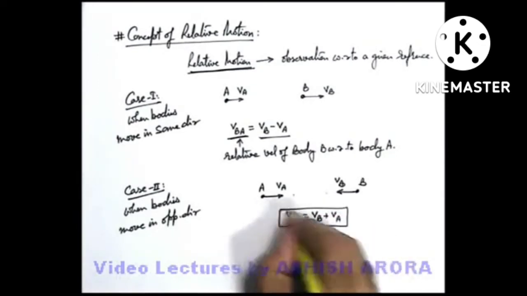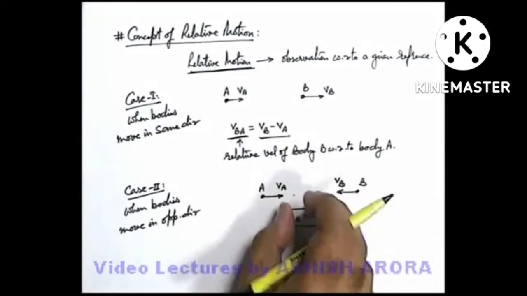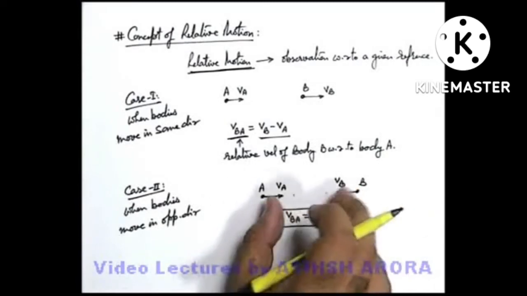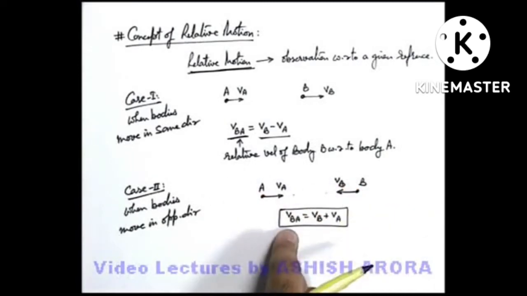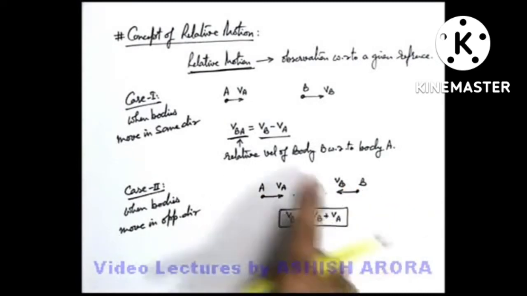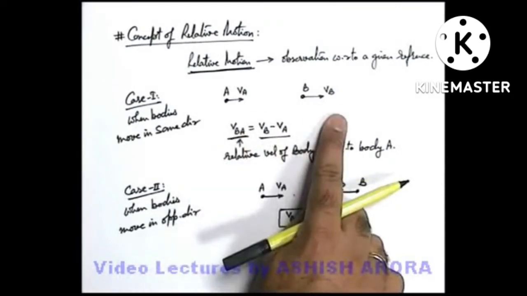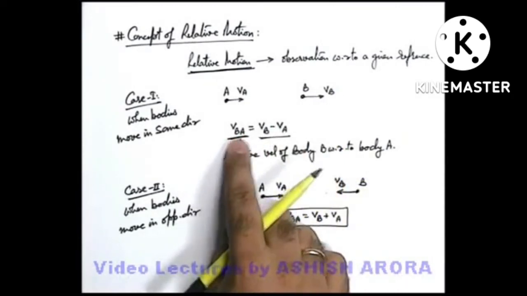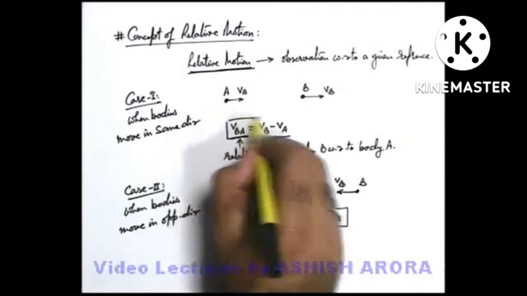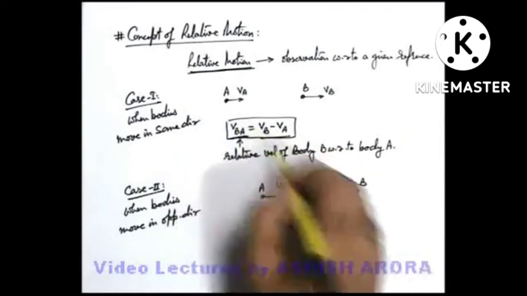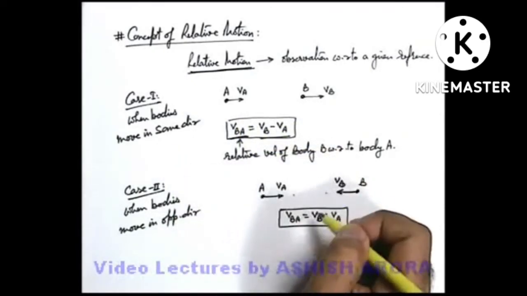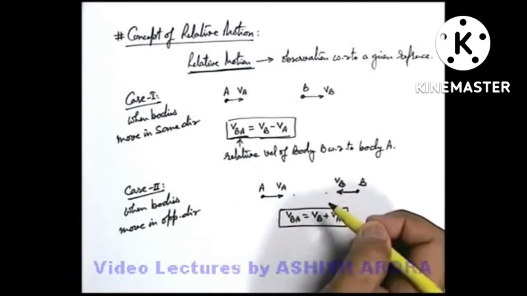So always remember that when bodies move opposite to each other, or even when they are moving away from each other, when the velocity directions are opposite, we can say the relative velocity is the sum of the two velocities. And when bodies are moving in the same direction, we can state that the relative velocity of one with respect to the other is the difference of the velocities. So always remember these two concepts as they are, because in various questions we are going to use these directly.